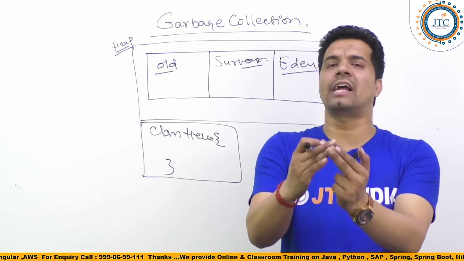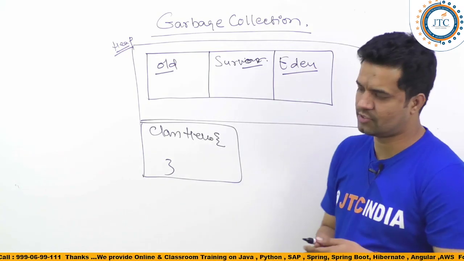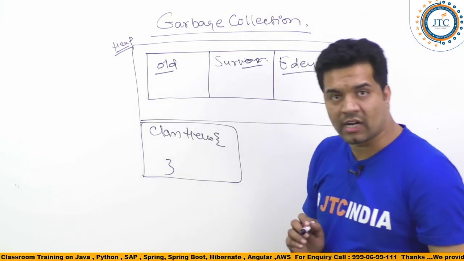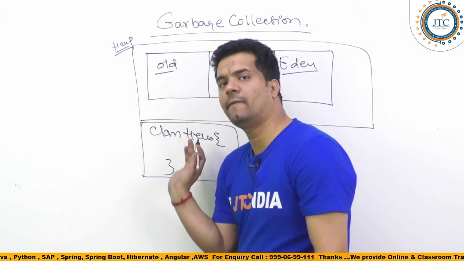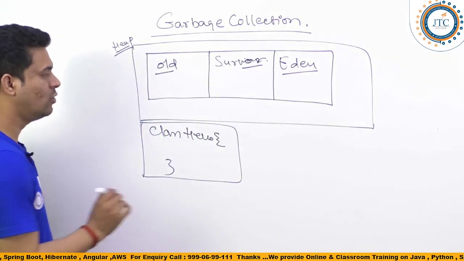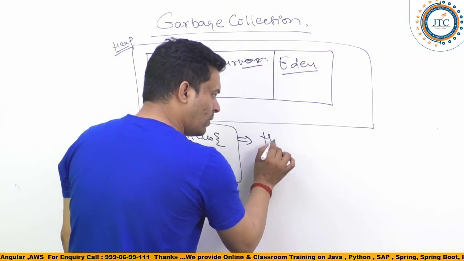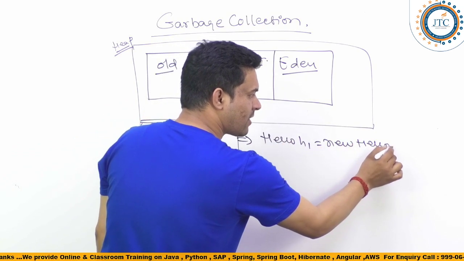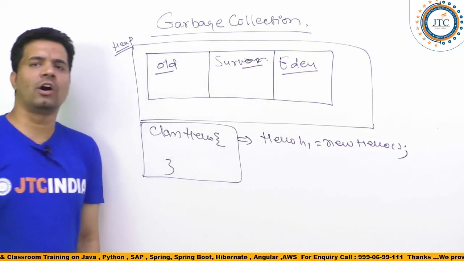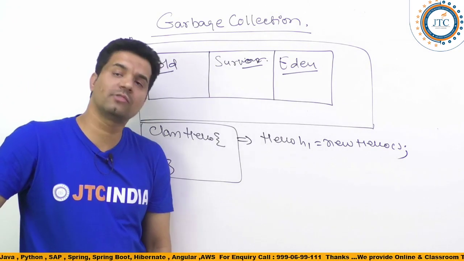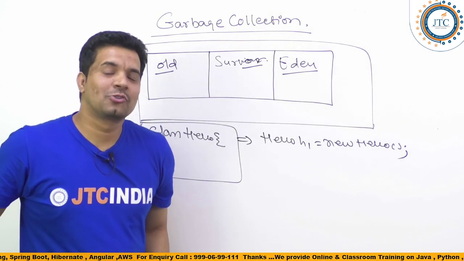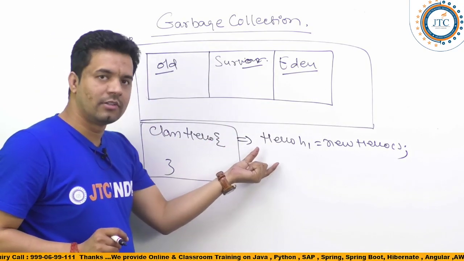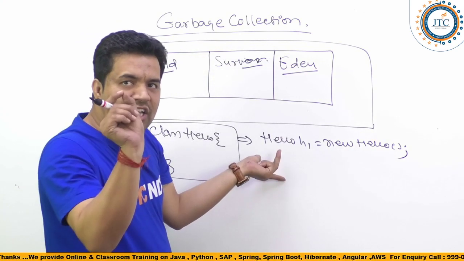But now let's understand garbage collection in a more in-depth manner. A class we have written, and the name of this class is Hello. Is it okay? Now, when I'm writing class Hello, at the same time we are creating one object for this class. This is one object we have created, guys, with the new keyword.